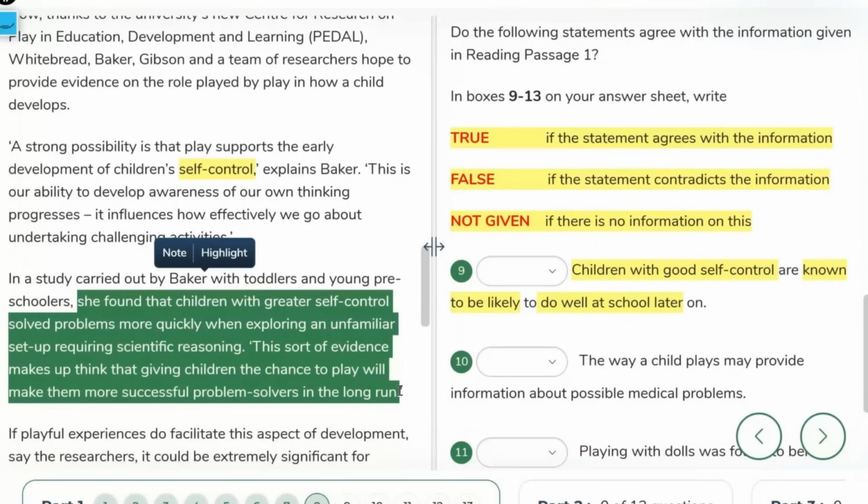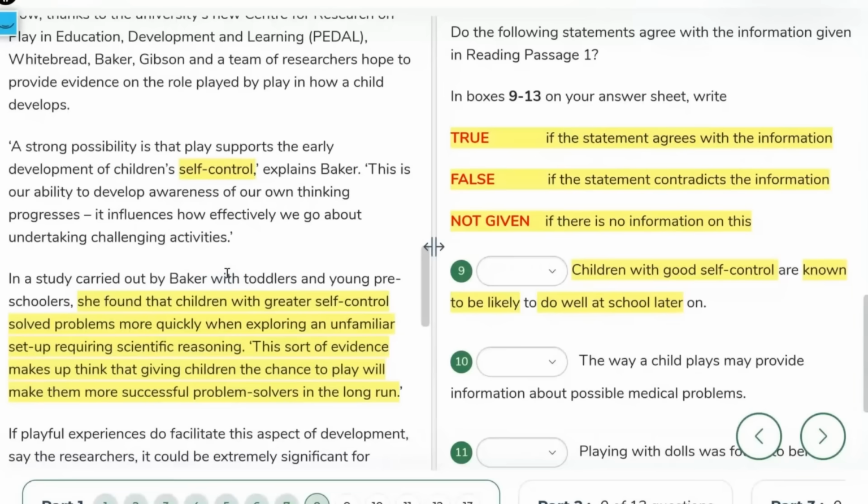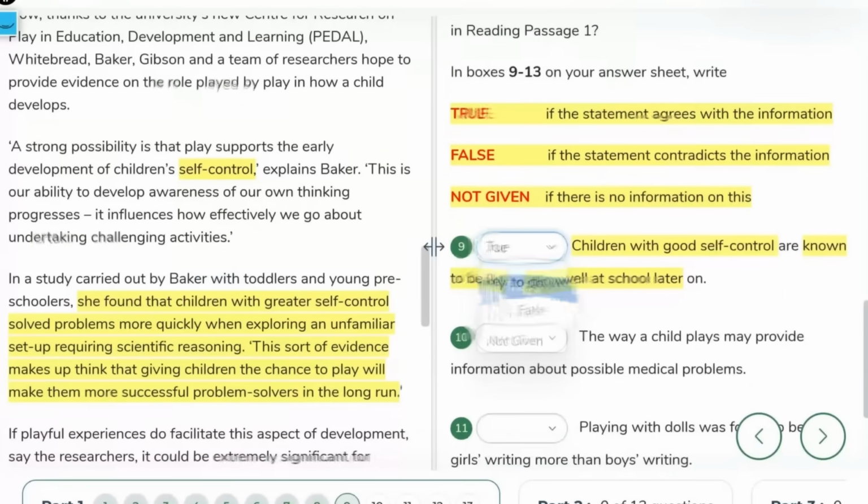So what is the answer? Location of the answer is very important. Once you find the location, answer is right there. So correct answer for question number 9 is true. Well done, guys. I appreciate you all for your very good participation, right?